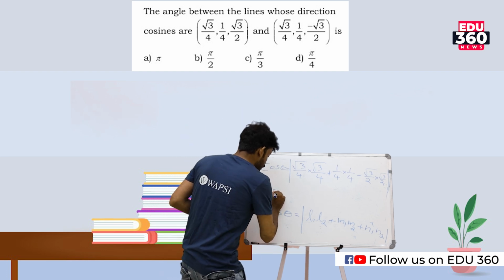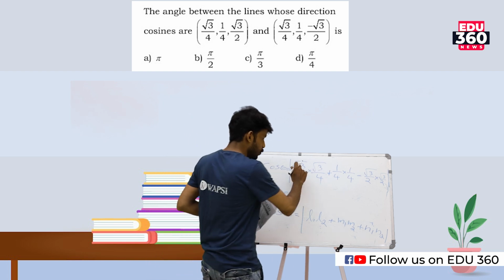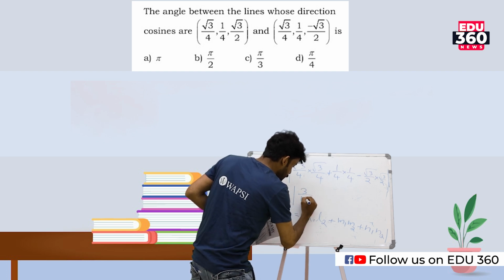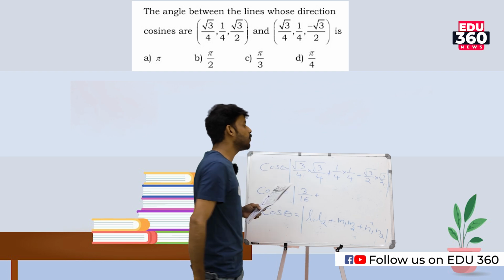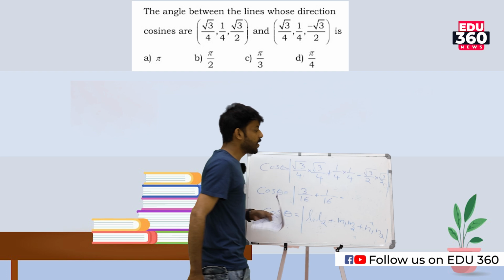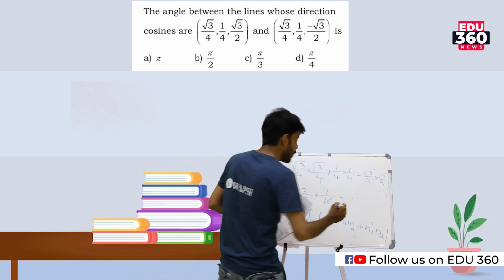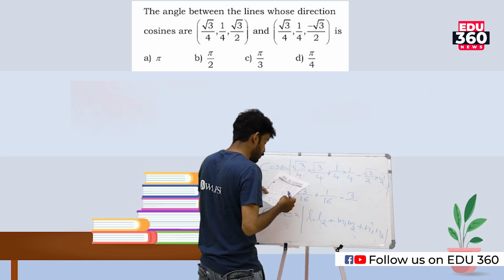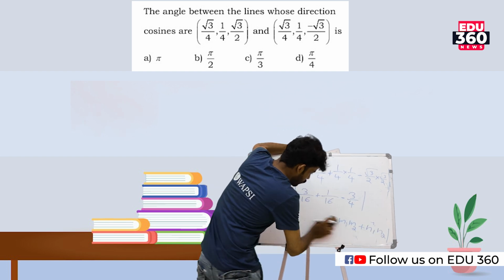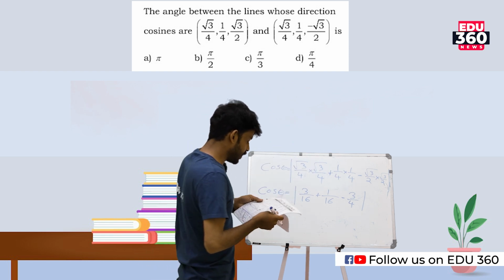So on the next step, cos theta is equal to the modulus of root 3 into root 3, that is 3, so 3 by 4 into 4, that is 16, plus 1 by 4 into 1 by 4, that is 1 by 16, minus, what about here? You can see root 3 into root 3, which we already know is 3. So we can write it as 3 divided by 2 into 2, and 2 into 2 means 4.